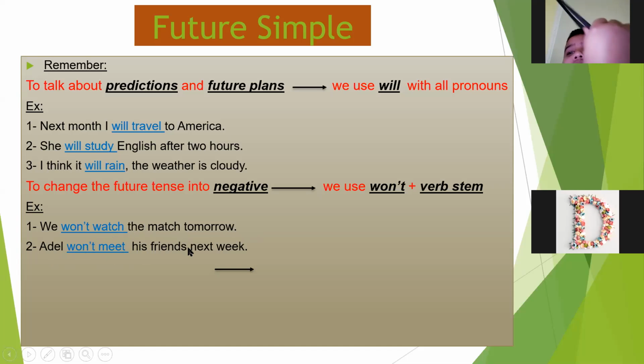Adil won't meet his friends next week. Again, won't means will not. And after will not, I will put the verb stem.